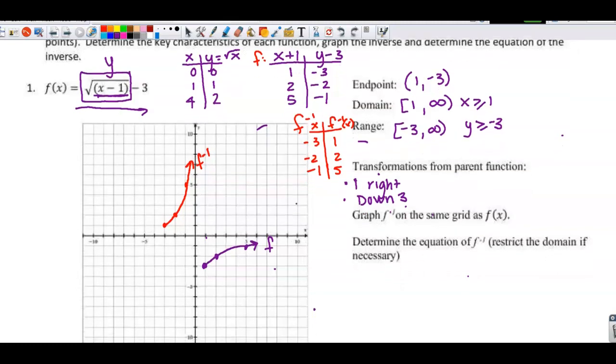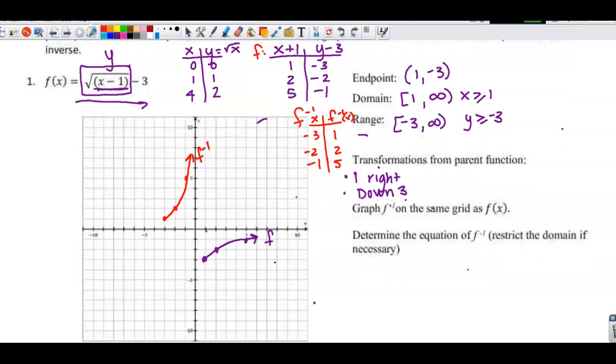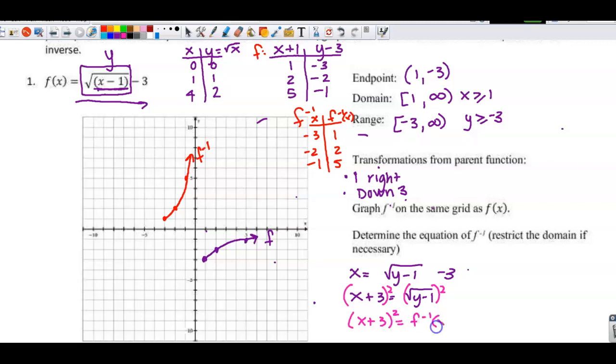Determine the equation of F inverse, restrict the domain if necessary. So let's go ahead and get that inverse equation. I'm just going to switch the x and y right now. So I'm going to have x is equal to the square root of y minus 1 and then a -3. So the first thing I need to do is move that 3. So this is x plus 3 equals the square root of y minus 1. And now I'm going to go ahead and square this. So I have now (x plus 3) quantity squared is equal to y, which is going to be the F inverse of x.